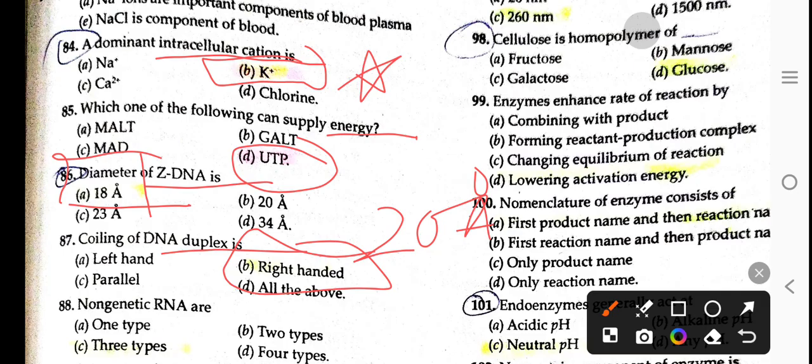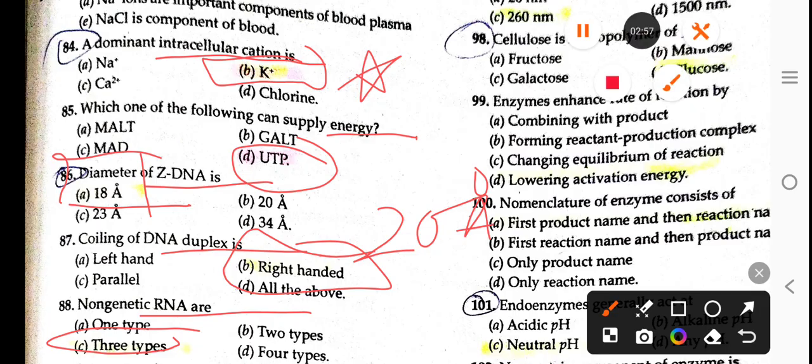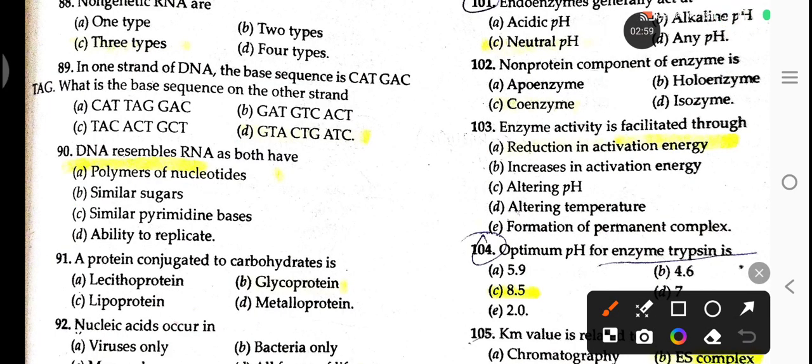Next question is non-genetic RNA are. So it is of 3 types. Option number C is the right answer, and it is very important. In one strand of DNA, the base sequence is CAT, GAC, TAG. What is the base sequence on the other strand of the DNA? So if we put the opposite nitrogen bases, we will get option number D as the right answer.